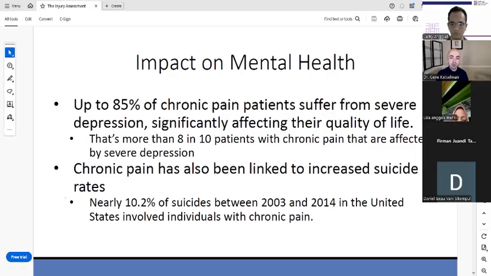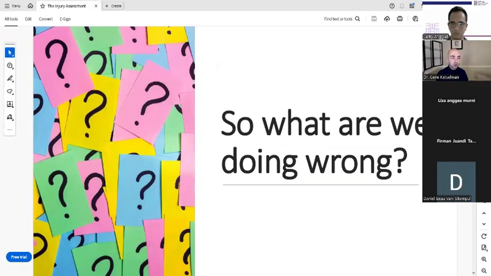We see that there is a huge burden in terms of chronic and persistent pain, where even with all of our technology and all of our treatments, pain continues to go on beyond what would normally be thought of as normal tissue healing. So what's going on? What are we doing wrong? That's what we need to figure out in order to understand what we can do to make things better.